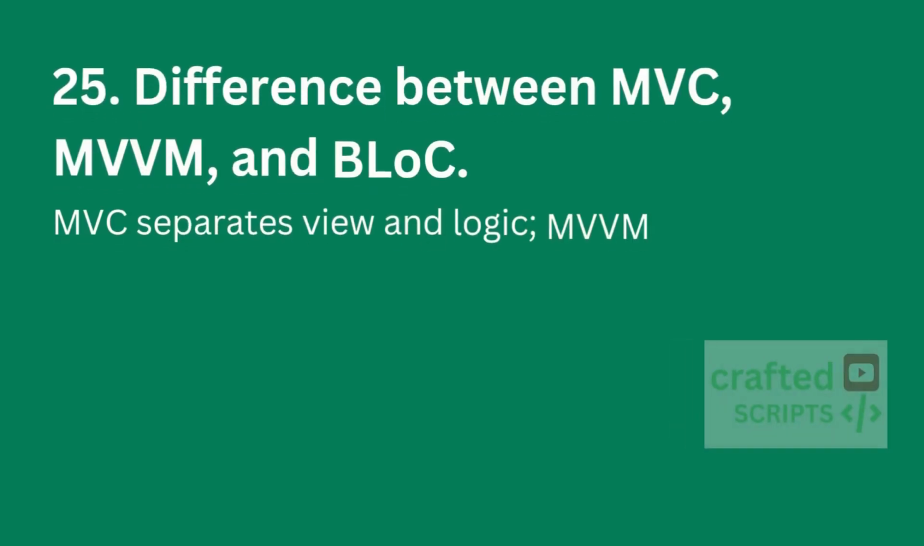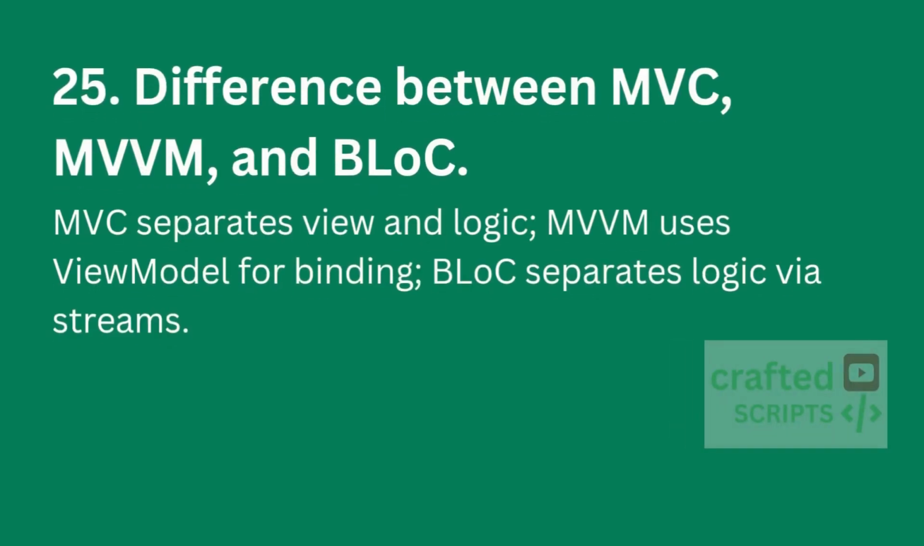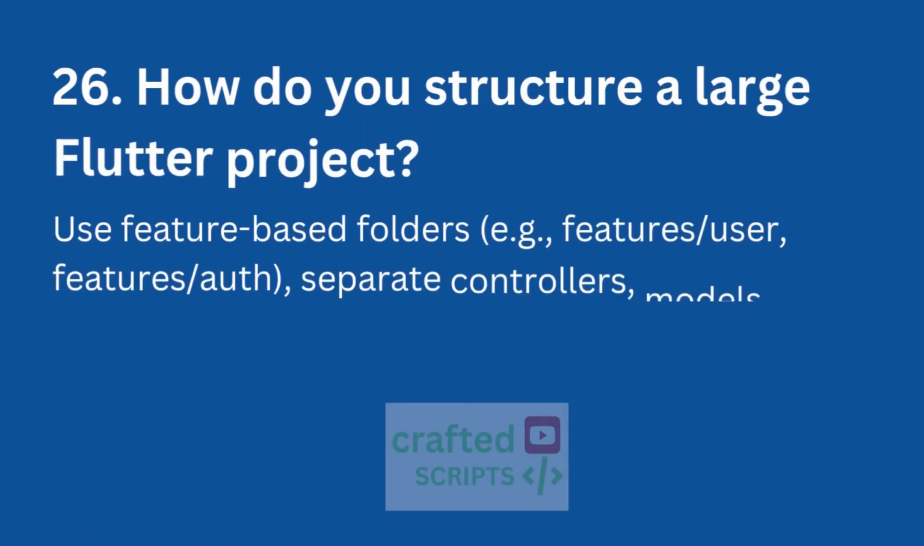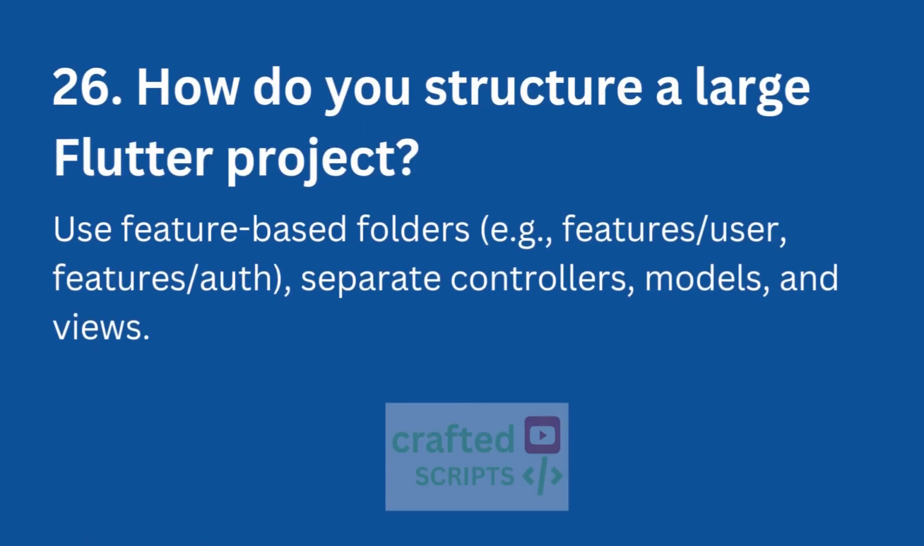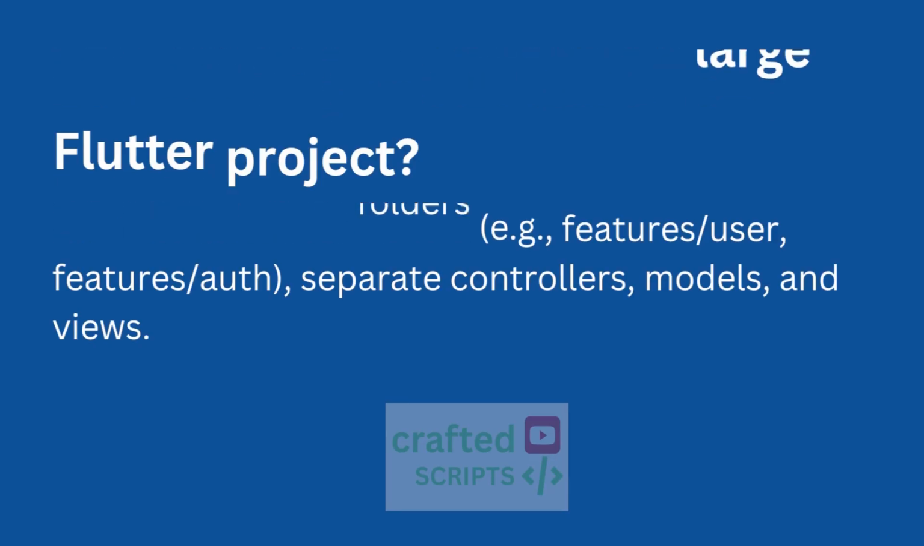Question number 25. Difference between MVC, MVVM, and BLoC. MVC separates view and logic, MVVM uses view model for binding. BLoC separates logic via streams. Question number 26. How do you structure a large Flutter project? Use feature-based folders, for example, features/user, features/auth, separate controllers, models, and views.